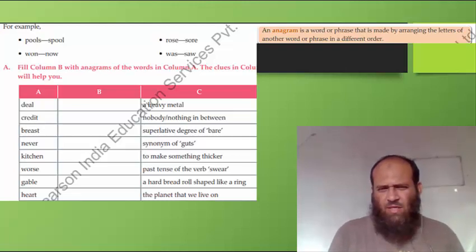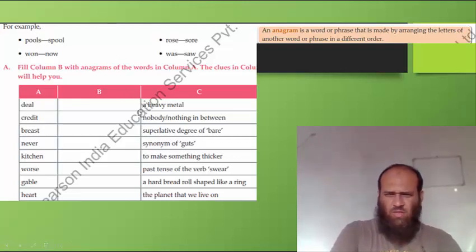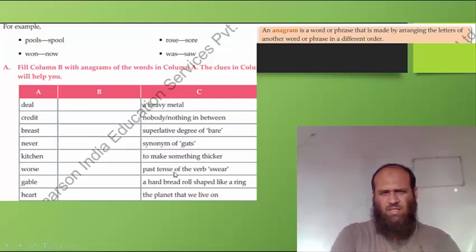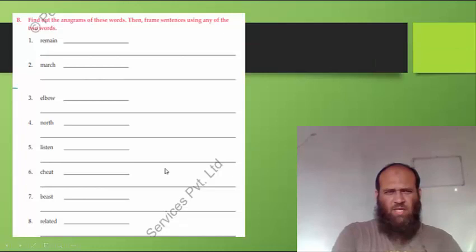Credit. Nobody or nothing in between. Think over it and try to make new words. This is the meaning of the anagram, what we are supposed to get. These are the clues. So using the clue, make a new word here. जैसा heavy metal बन गया lead, उसी तरह से what will these things become? चलिए आ जाते हैं next part पर.